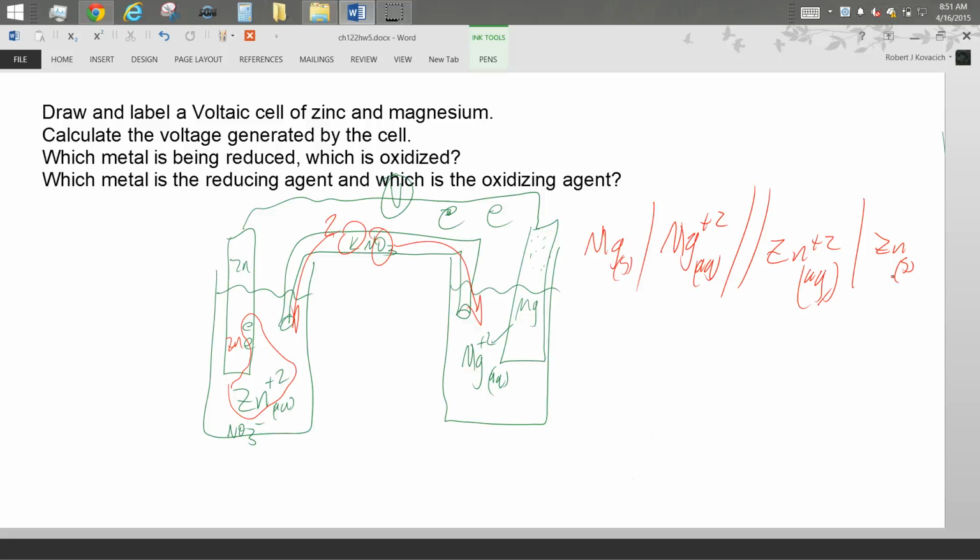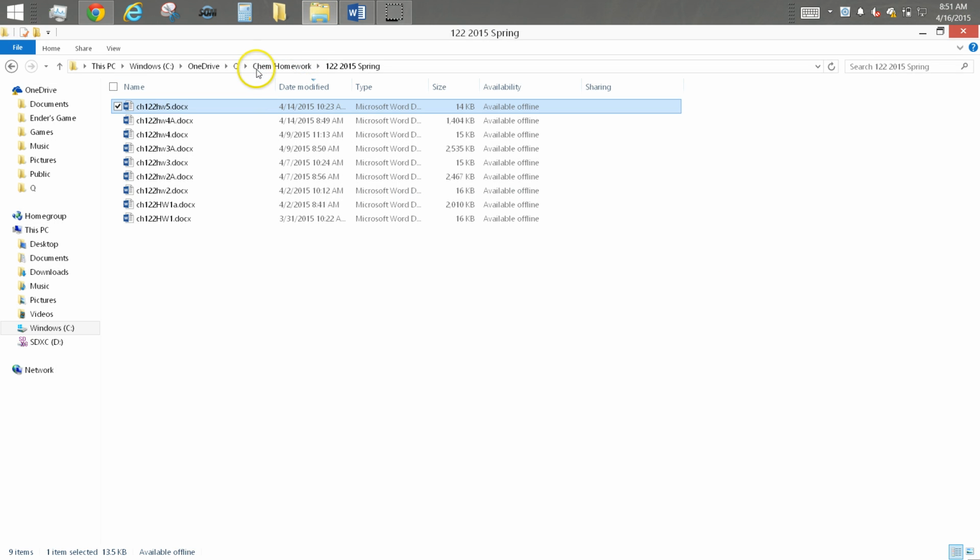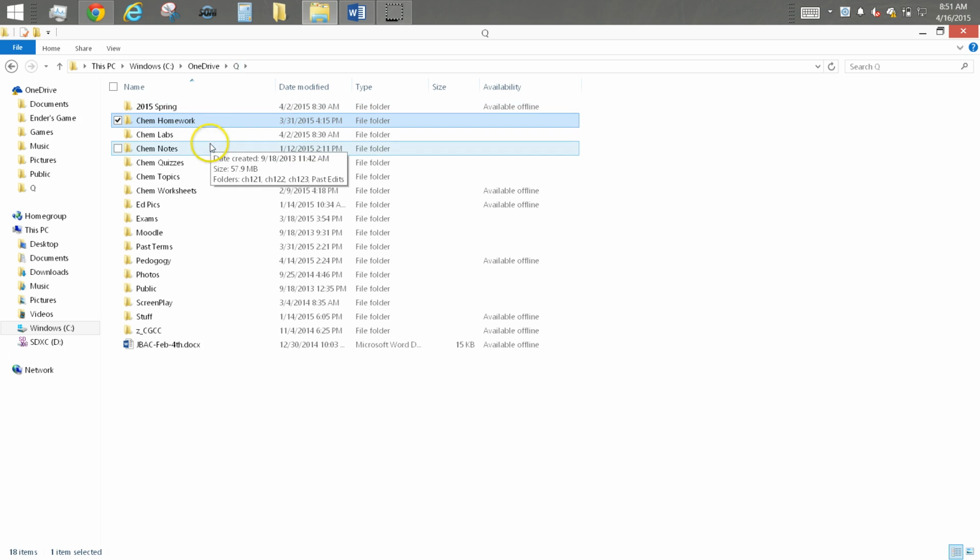What's the voltage that's going to be created with this? So let me open up the notes. In your picture, the anode was on the right. Yeah, sure, the anode was on the right. That's where the electrons came from. But in the cell notation, the anode will always be written on the left.